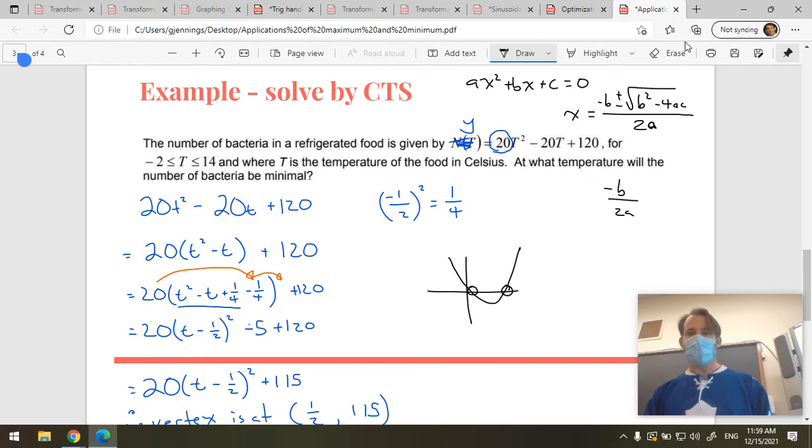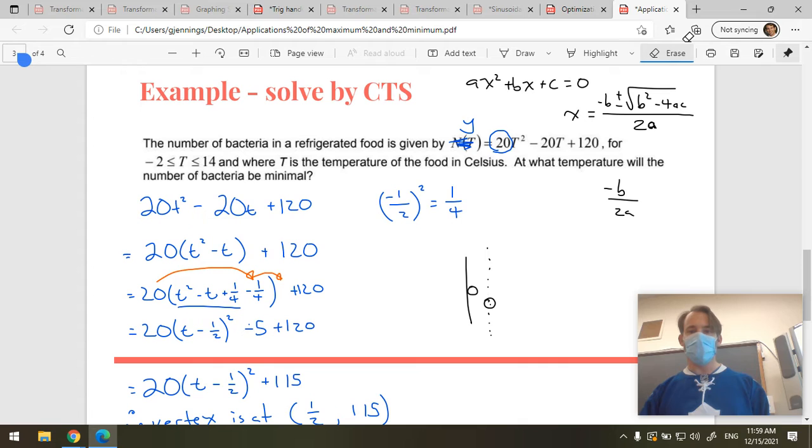So the negative b over 2a is the equation of the axis of symmetry. The vertex always lies on the axis of symmetry. So if you know the x value of the vertex, you can just substitute that in here and solve for the y value of the vertex. Then you have the vertex. You could even write it in vertex form without ever having completed the square. So that's just another way to do it.